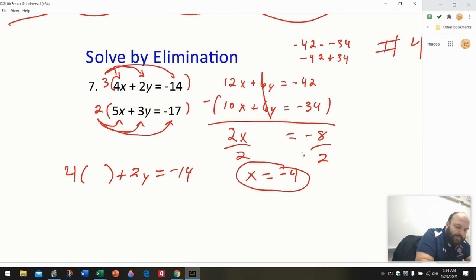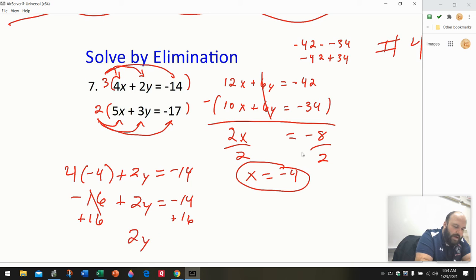And in place of that x, I'm going to write a -4, just like that. And then I'm going to follow PEMDAS. Well, not really PEMDAS, but I'm going to multiply first. So I get -16 plus 2y equals -14. I'm going to add 16 to both sides.